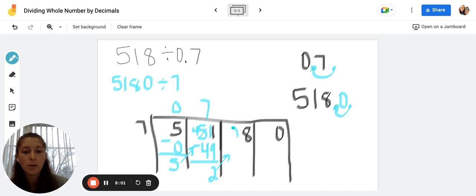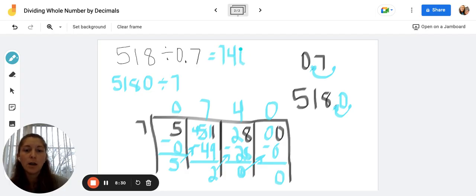When I do that, I'm going to get 2. I have to move my 2 up and over to my 8. How many times can 7 go into 28? Well, it can go in there 4 times. 7 times 4 is 28. When I subtract, I get 0, but I cannot stop there. I have to move that 0 over here. And how many times can 7 go into 0? 0 times. 0 times 7 is 0. I do not have a remainder here. So therefore, the answer to my problem is 740.